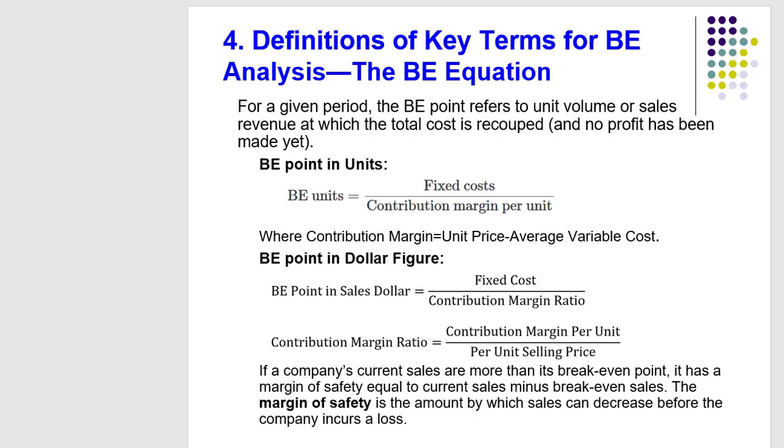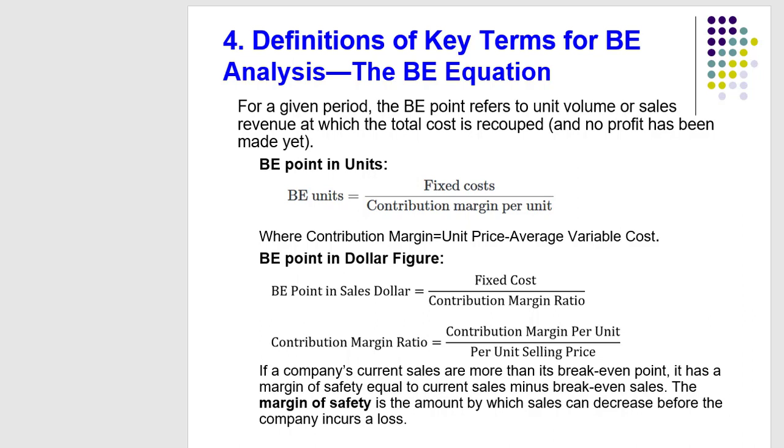So the break-even equation is basically, there are two ways of calculating break-even points. As you saw in the definition, the break-even point refers to unit volume or sales revenue at which the total cost is recouped and no profit has been made yet. In terms of volume units, break-even units equals fixed costs divided by the contribution margin. And the contribution margin is basically unit price minus unit variable cost, or average variable cost.